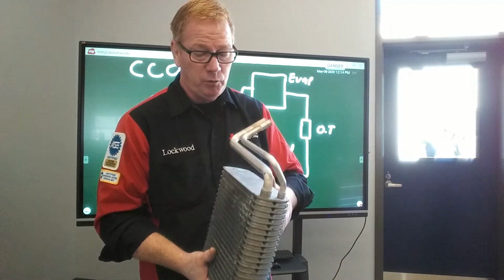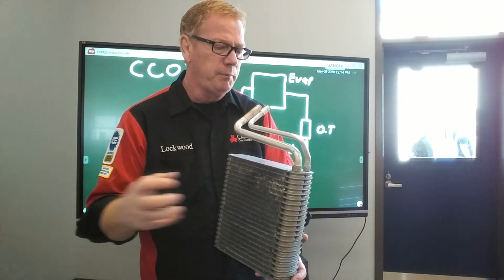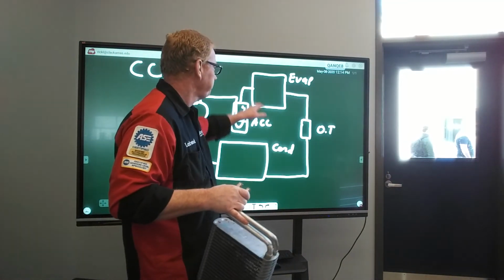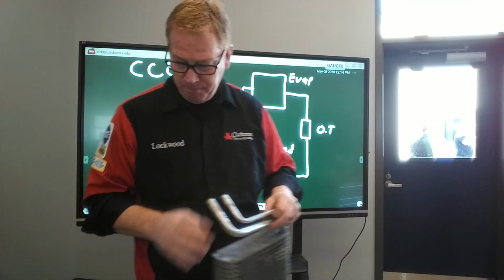Okay? So our goal is to take that refrigerant, absorb the heat that we're passing through it, and send it out and let it continue on its path. In that case, it'll leave and get to the accumulator. Okay?